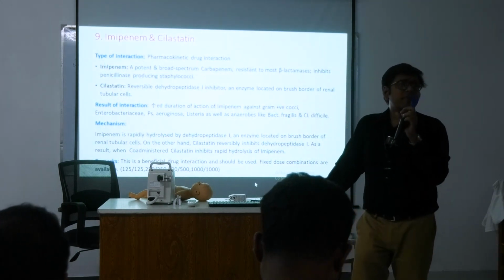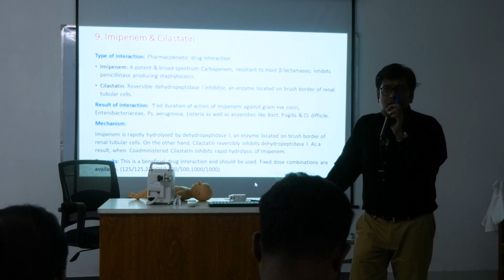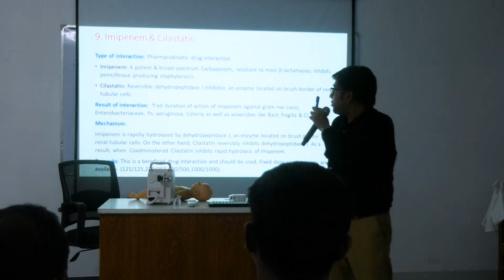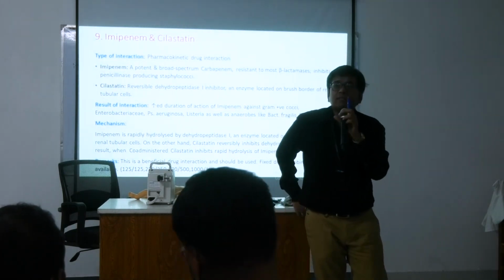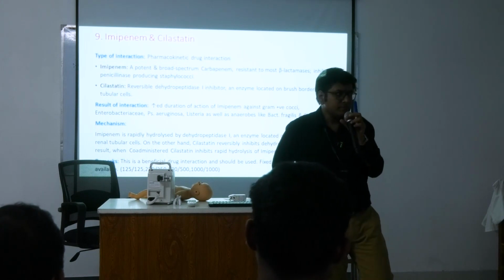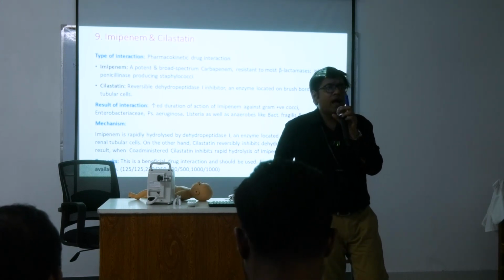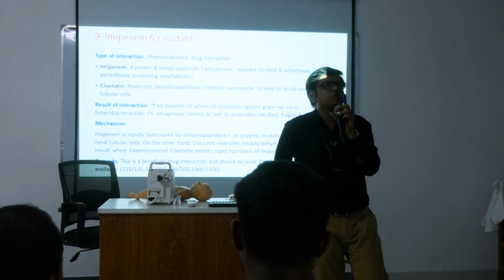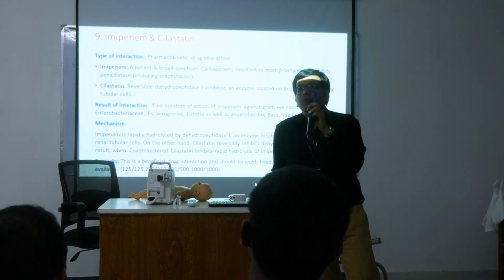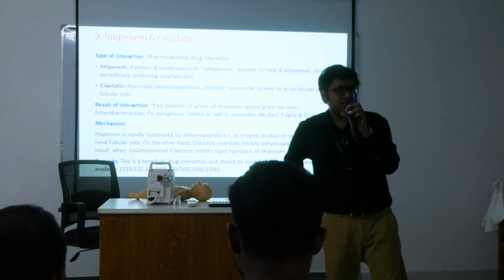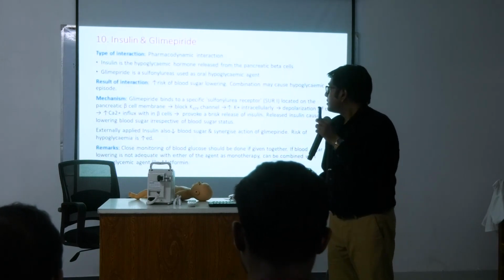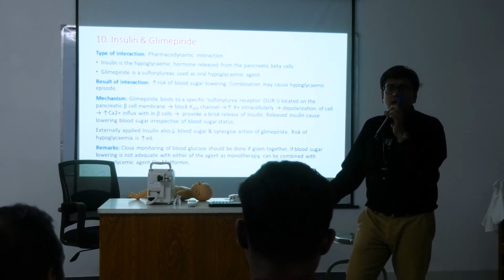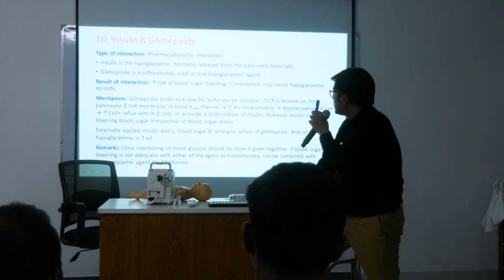ইমিপেনাম সিলাস্ট্যাটিন মনে আছে কি হয়, কি হয়? হ্যাঁ, dehydropeptidase 1 is an enzyme that breaks down the antibiotic imipenem. All right, dehydropeptidase 1 inhibitor যদি দেওয়া হয় ইমিপেনামের সাথে, তাহলে ইমিপেনাম অনেকক্ষণ ধরে কাজ করবে। ঠিক আছে, তো dehydropeptidase 1 inhibitor is given with imipenem, that is called cilastatin. Insulin and glimepiride both causes hypoglycemia, so there is chance of dangerous hypoglycemia. Pharmacodynamic.